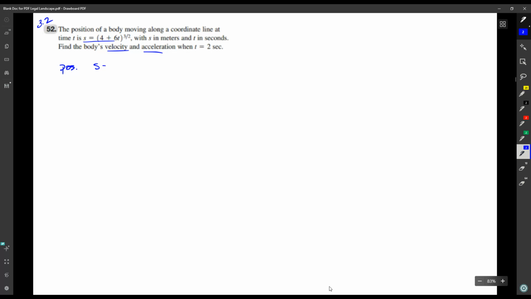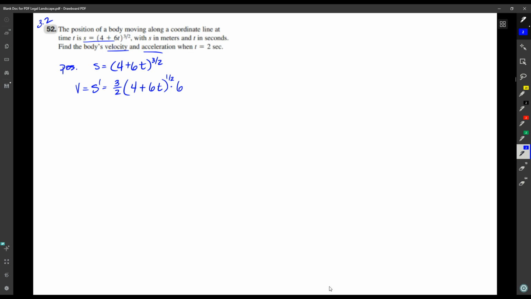So we're given a position function, and we want to find the velocity and acceleration. If the position is s equals (4 plus 6t) to the 3/2, and we want velocity, we're looking to find the derivative of the position function. So let's begin with that. s prime is v in this case. And by the chain rule, we're going to take a 3/2 to the front, leave the inside alone, 4 plus 6t, and reduce that exponent: 3/2 minus 1 is 1/2. Then we multiply by the derivative of the inside function, which is 6.